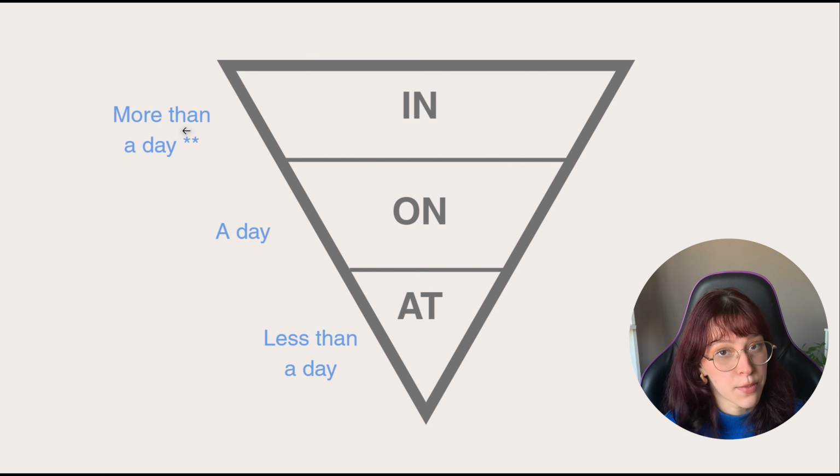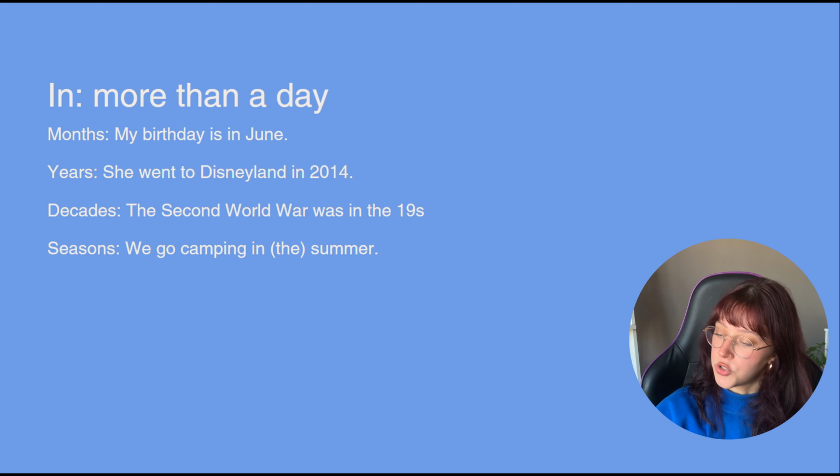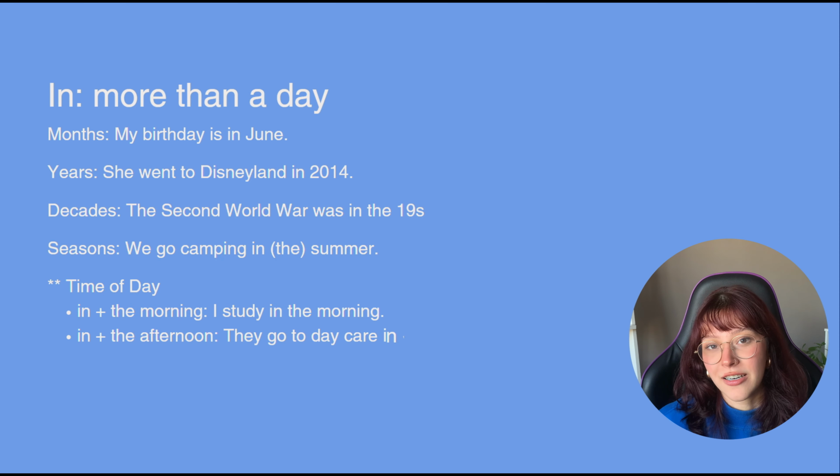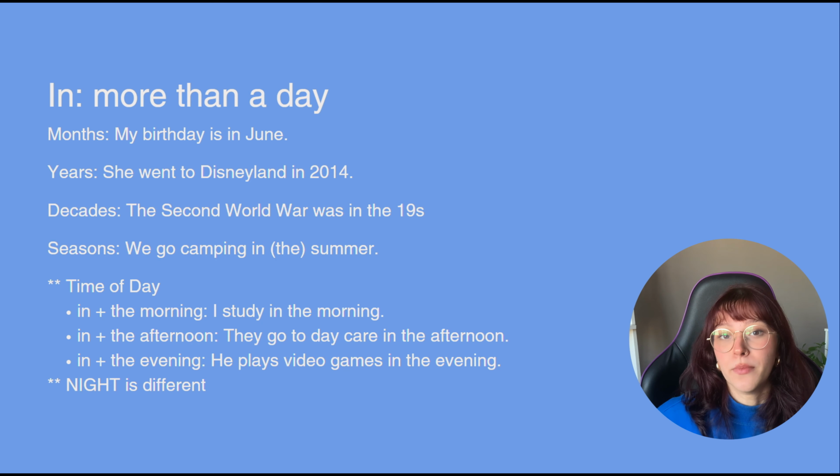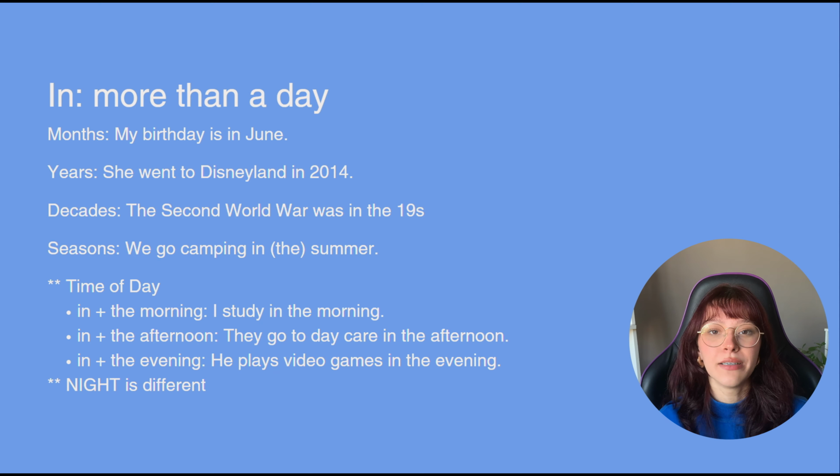There is an exception. We use in to talk about times of the day. We use in to talk about morning, afternoon, and evening, times of the day. So in the morning, example, I study in the morning. In the afternoon, example, they go to daycare in the afternoon. And in the evening, example, he plays video games in the evening. The is mandatory: in the morning, in the afternoon, in the evening.